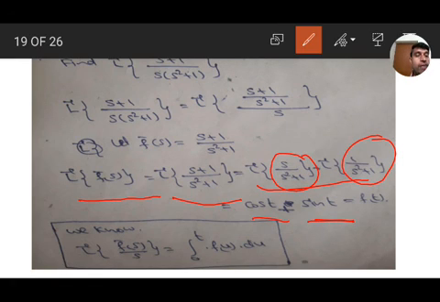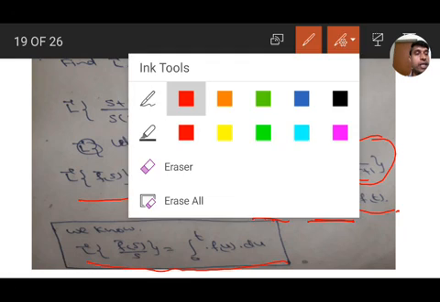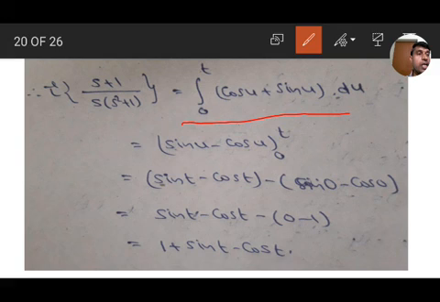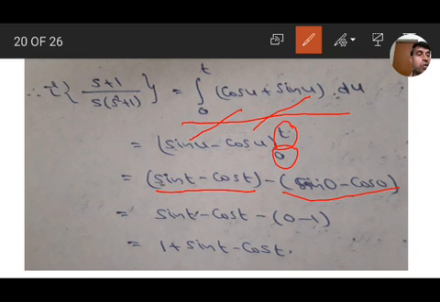So that is f of t, and we know the formula L inverse of f bar s by s equal to integration 0 to t f of u du. And f of t equal to cos t plus sin t, so f of u means cos u plus sin u. So integration 0 to t cos u plus sin u du, that is cos u integration is sin u, sin u integration is minus cos u, 0 to t. Upper limit u equal to t gives sin t minus cos t, and lower limit u equal to 0, sin 0 minus cos 0. Sin 0 value is 0, cos 0 value is 1. So minus of minus 1 is plus 1. So 1 plus sin t minus cos t.